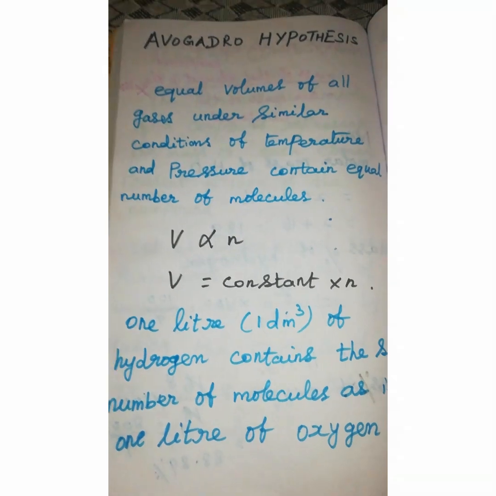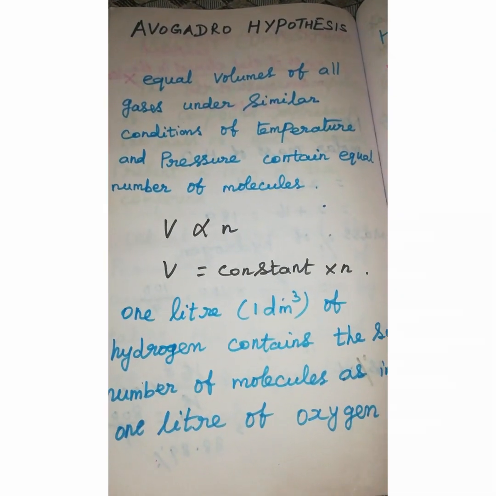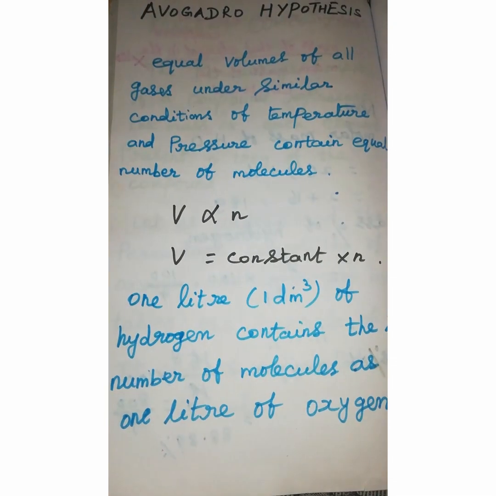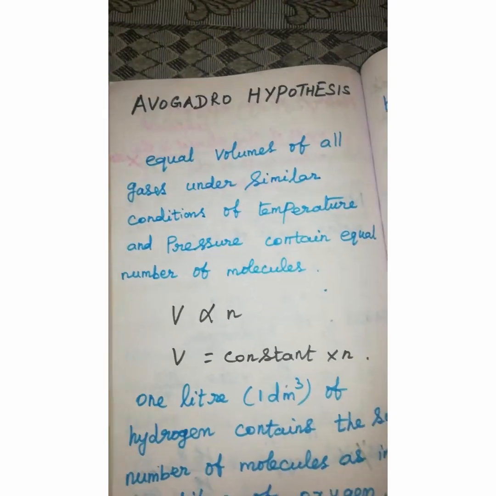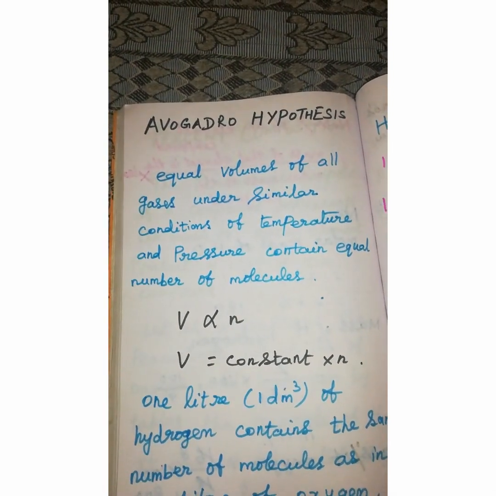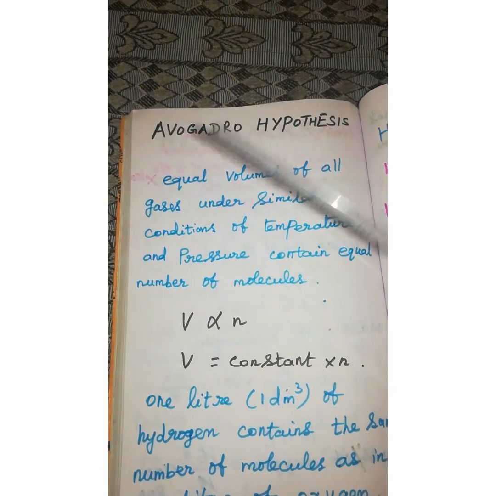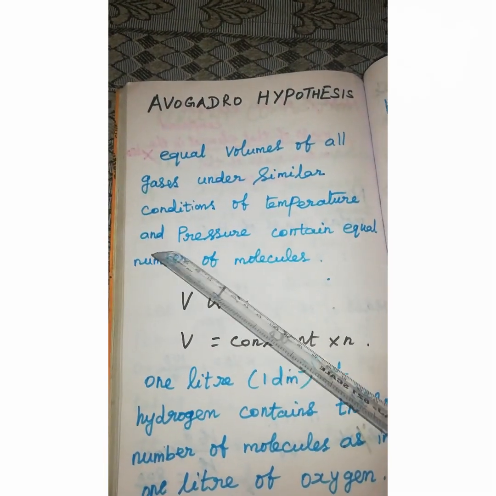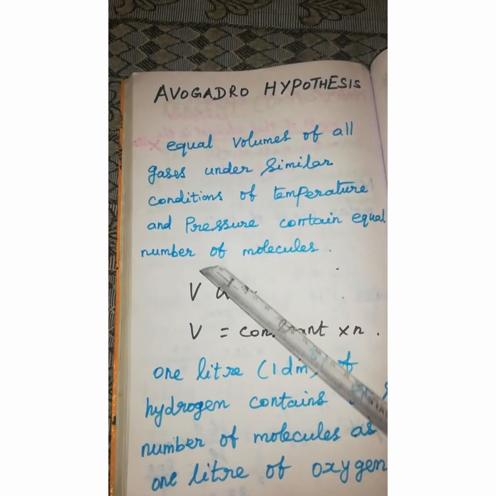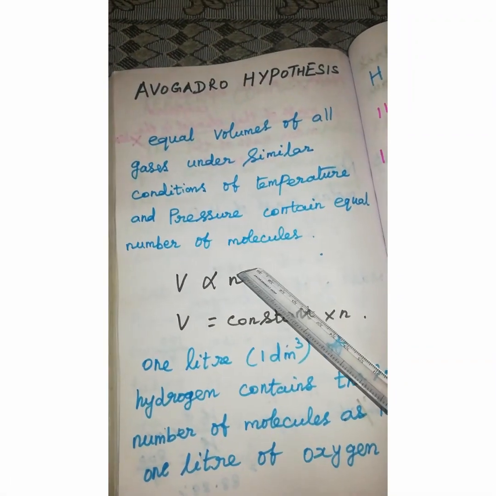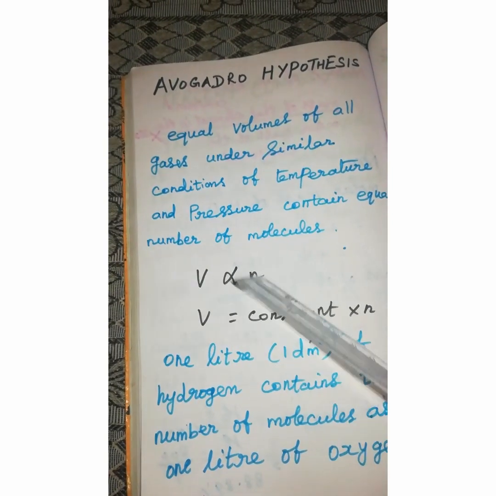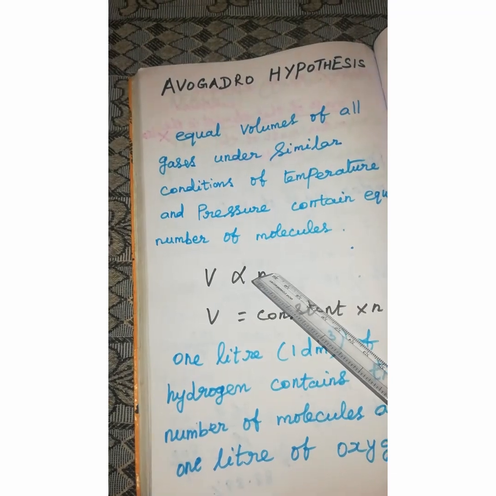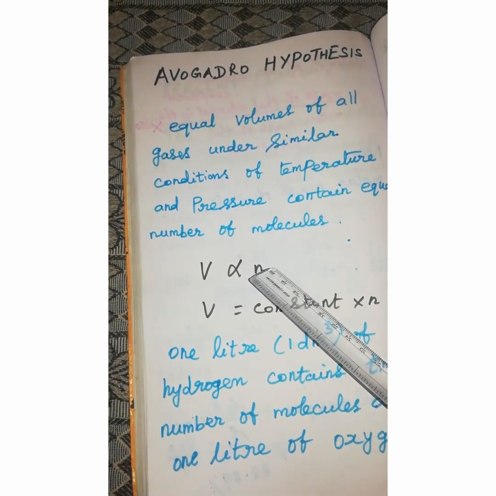Avogadro hypothesis. Avogadro framed a hypothesis based on the relationship between the number of molecules present in equal volumes of gases in different conditions. Avogadro's law states that equal volumes of all gases under similar conditions of temperature and pressure, that means under STP, contain an equal number of molecules. That is, equal volume of all gases contains equal number of molecules at similar conditions of temperature and pressure.